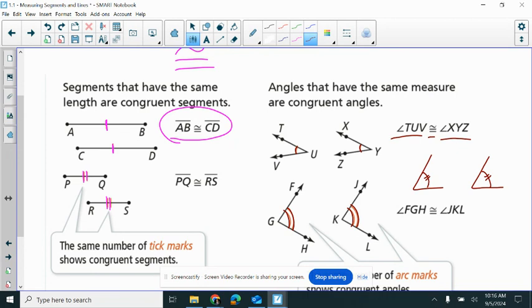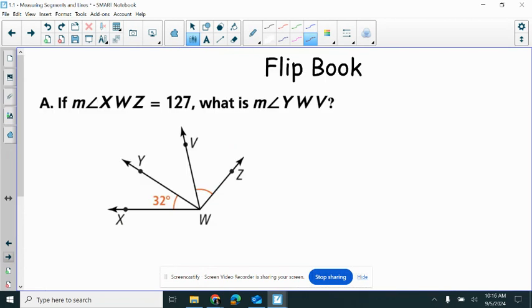So let's see how we can apply some of this angle addition postulate as well as congruency marks. So if I'm looking at this picture, I notice in the picture I have two congruency marks. This one and this one tells me that those two angles are going to be the same. So if one angle is 32, the other angle is 32.